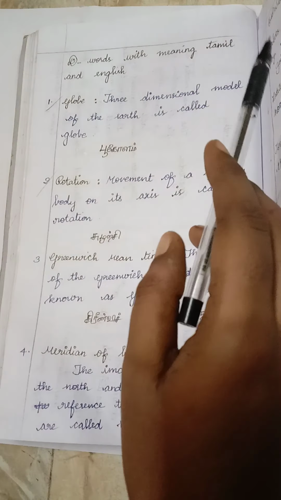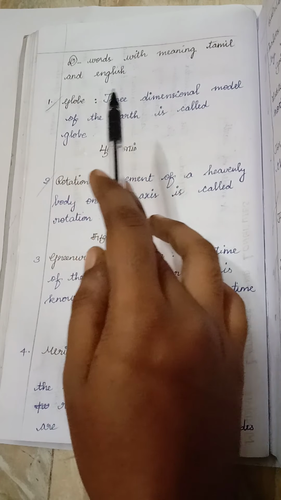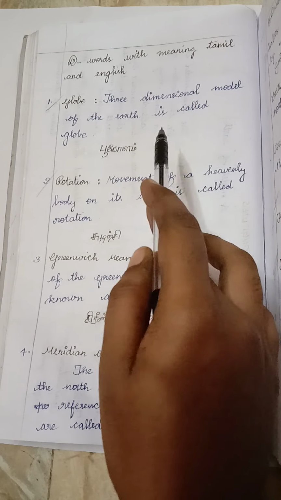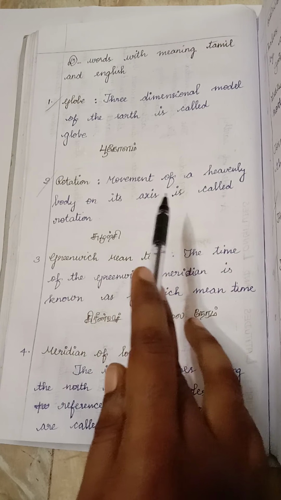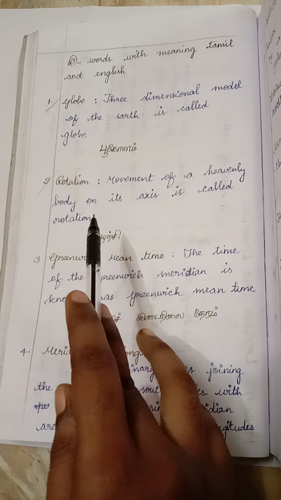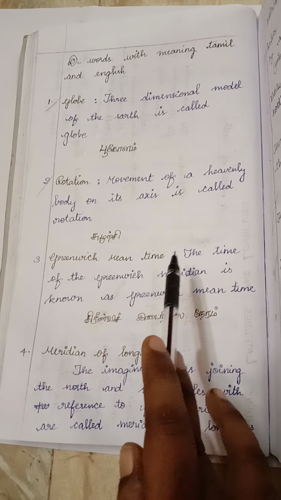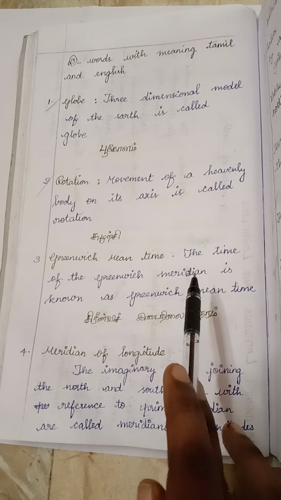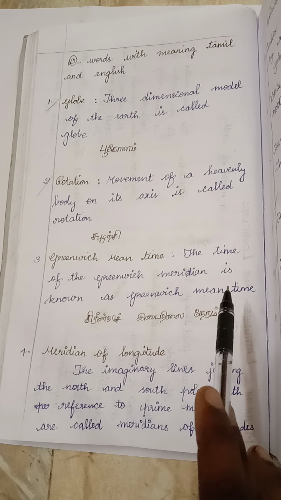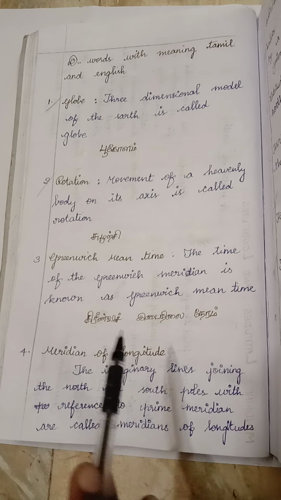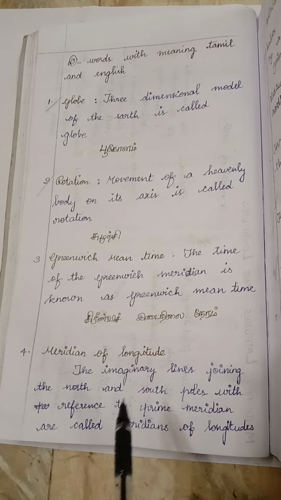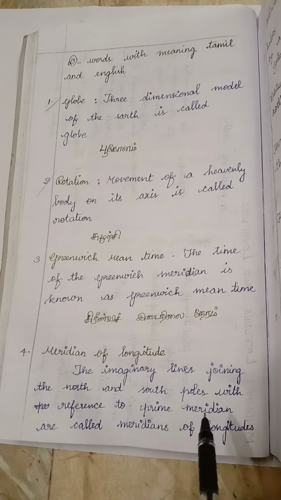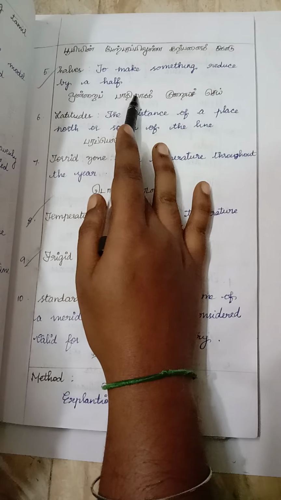The difficult words with meaning in Tamil and English. Globe: a three-dimensional model of the earth is called globe. Rotation: the movement of the heavenly bodies on their axis is called rotation. Greenwich Mean Time: the time of the Greenwich Meridian is known as Greenwich Mean Time. Meridians of longitude: the imaginary lines joining the north and south poles with reference to the prime meridian are called meridians of longitude. Halve: to make something reduced by half.